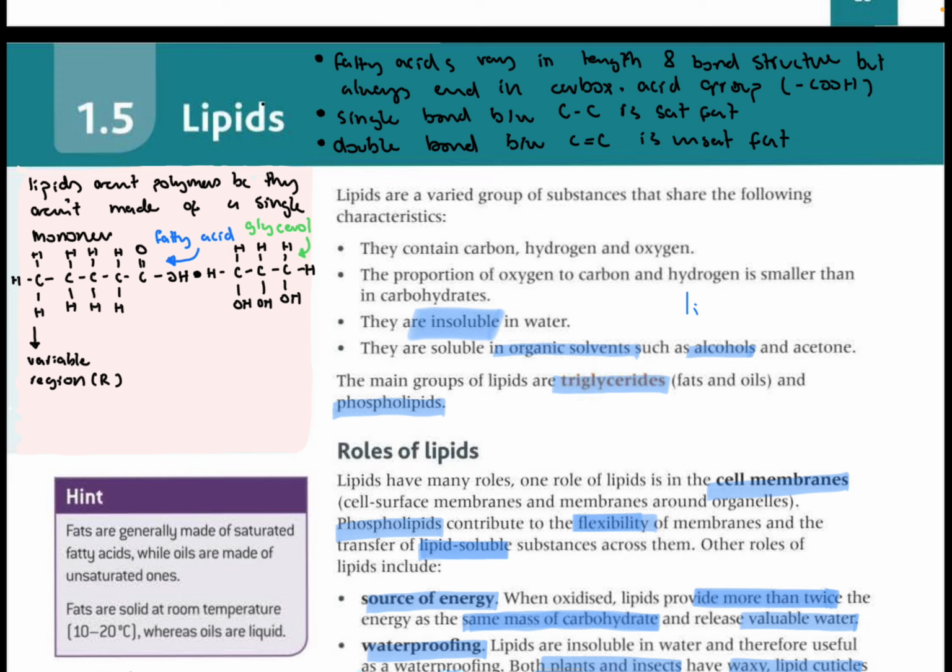Now, lipids aren't polymers, unlike the carbohydrates that we learned before, like starch, cellulose, because we know the polymers are made up of a specific monomer that is repeated multiple times, essentially. And lipids aren't made of one specific monomer. They're actually made up of two. So they're made up of fatty acids and glycerol, which are not the same, and so we don't call them polymers.